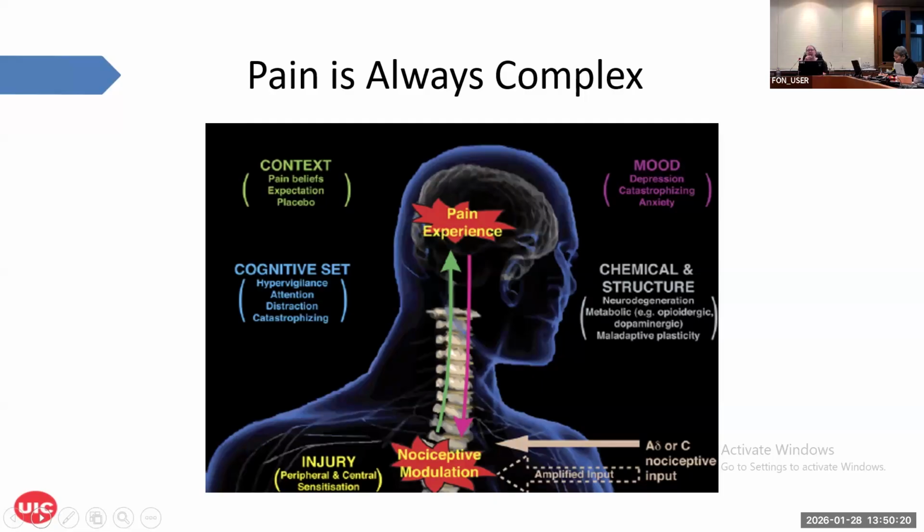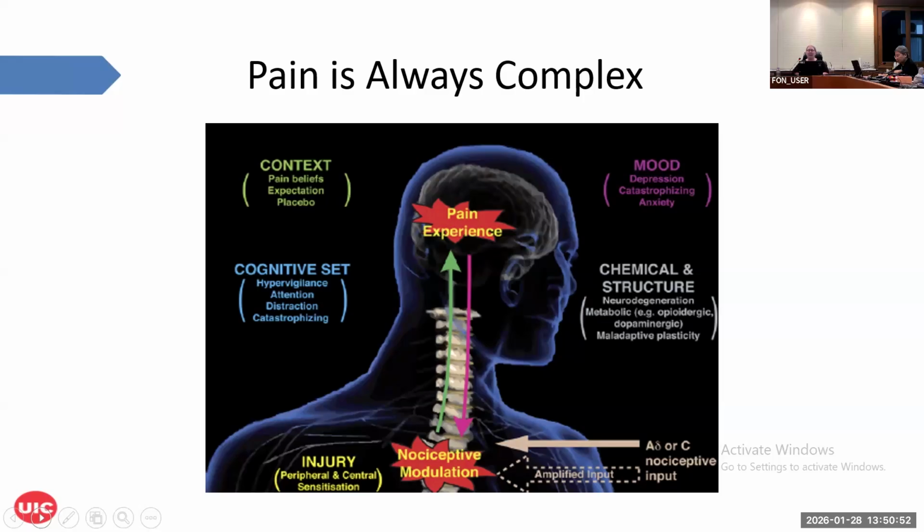Going over to the other side, you see mood. You see catastrophizing is in the cognitive set. It is also in the mood set, because if you are thinking the worst about the pain, oh, I can't go for a walk today because that's going to cause pain. Depression and anxiety also, we know, affect pain if you're anxious or depressed.